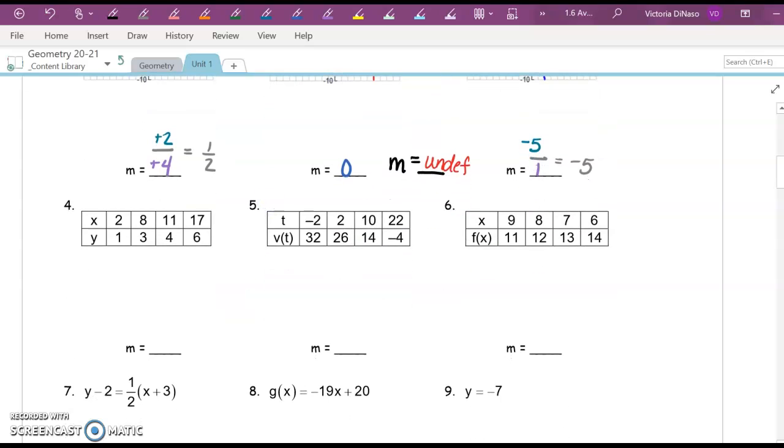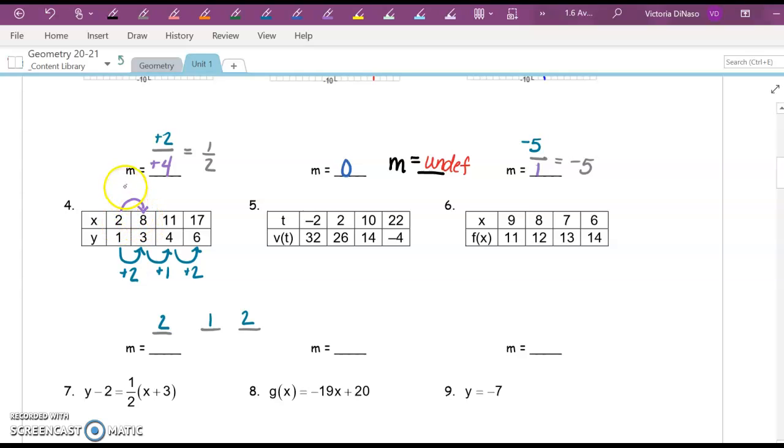For numbers 4, 5, and 6, you're going to do the change in y over the change in x. You're going to calculate how many numbers are in between 1 and 3, and I'm going up 2, so I'm going to put a 2 in the numerator. From 3 to 4, I'm going up 1, so I'm going to put a 1 in the numerator. And from 4 to 6, we're going up 2 again, so again, 2 in the numerator. Divided by, we're going to put our change in x in the denominator. This is tricky because given tables like we have in numbers 4, 5, and 6, x is on top and y is on the bottom. We need to make sure that we have the change in y divided by the change in x.